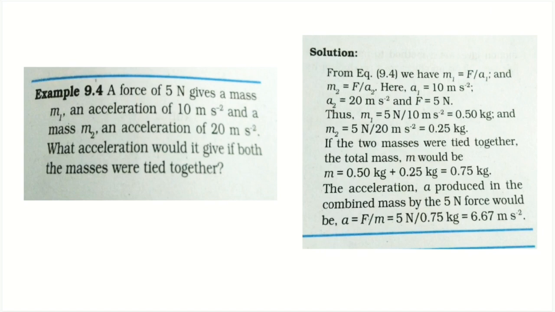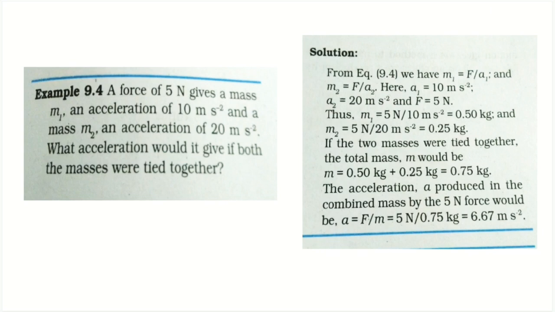Example 9.4. A force of 5 Newton gives the mass m1 an acceleration of 10 meter per second square, and a mass m2 an acceleration of 20 meter per second square. What acceleration would it give if both the masses were tied together? Solution. Here, first of all, we need to find out the individual masses m1 and m2 of the two objects. Then, the acceleration is to be found out when the total mass is considered.